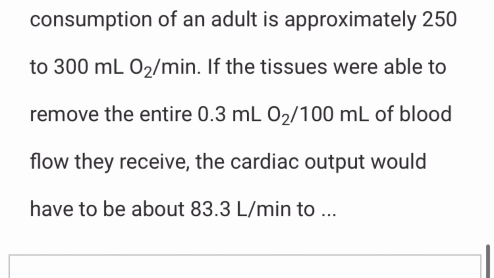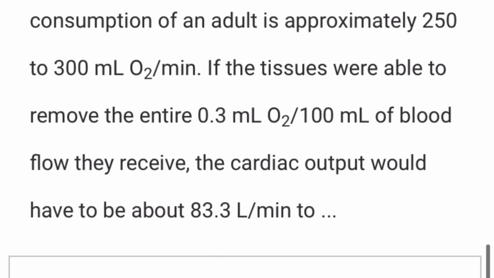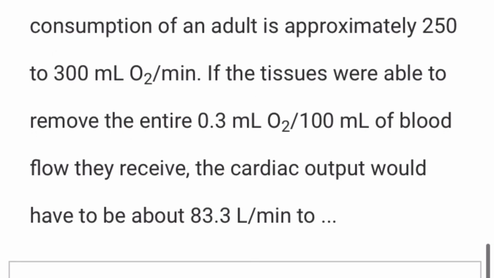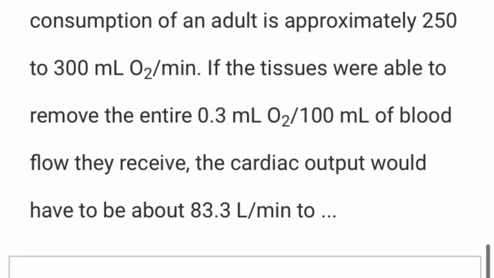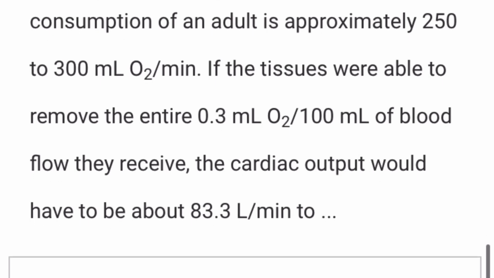If the tissues were able to remove the entire 0.3 milliliter oxygen per 100 ml of blood flow they receive, the cardiac output would have to be about 83.3 liters per minute.